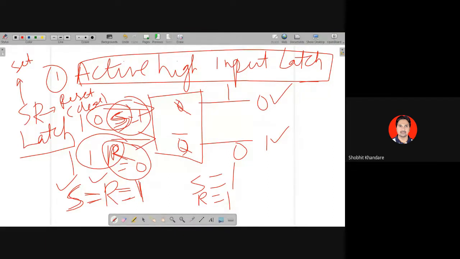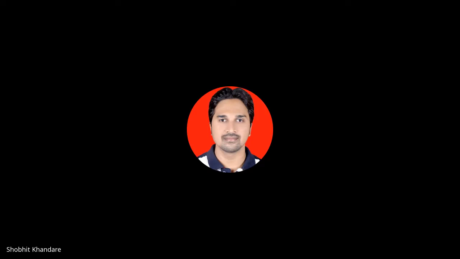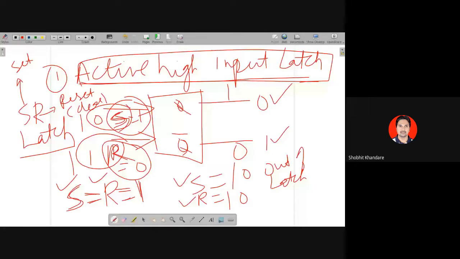It means that initially your S is equal to 1 and your R is equal to 1. If you want your output of latch to change, then either you make S equal to 0 or make R equal to 0. That is what it is called as active low input latch. This is not called as active high, it is called as active low. Okay.